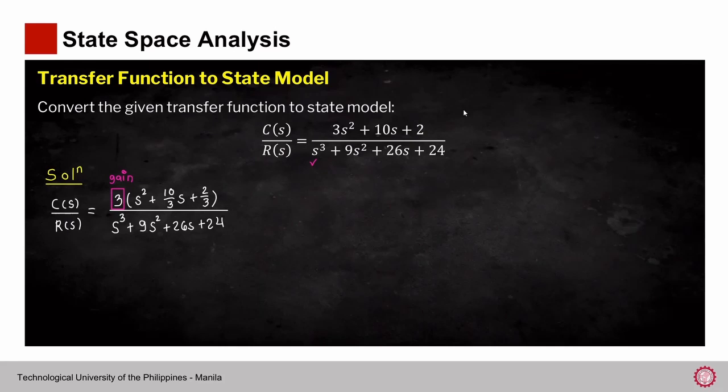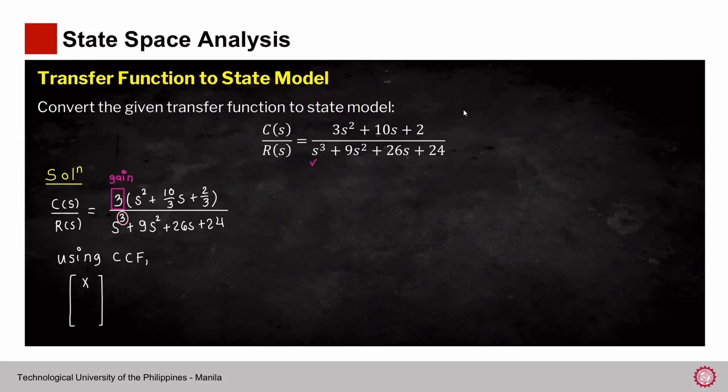Okay, so using the controllable canonical form, so using CCF, nare-recall nyo pa yung pagsulat ng CCF, ganun pa rin. How we write the CCF sa differential equation is the same as how we write the CCF sa transfer function to state model. First step, count the number of state variables. Paano malalaman yung number of state variables? It is based upon the highest power in the denominator, because that is the order actually. Third. So in other words, guys, meron tayong tatlong state variables.